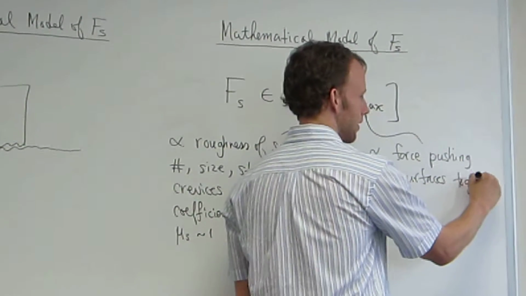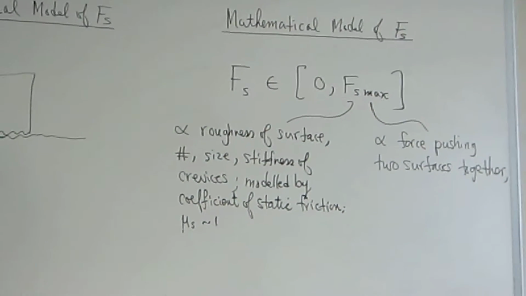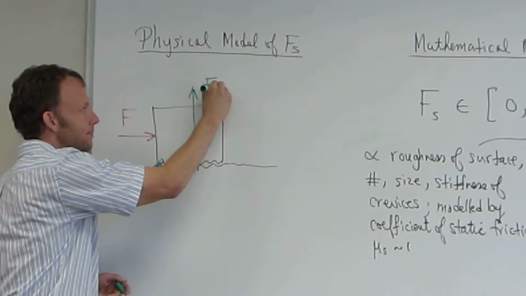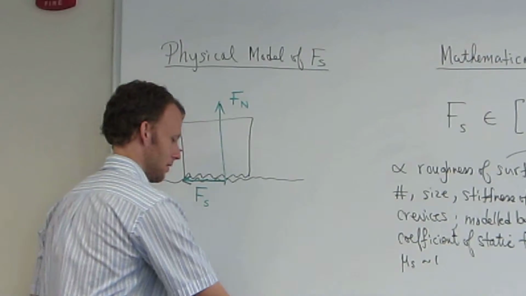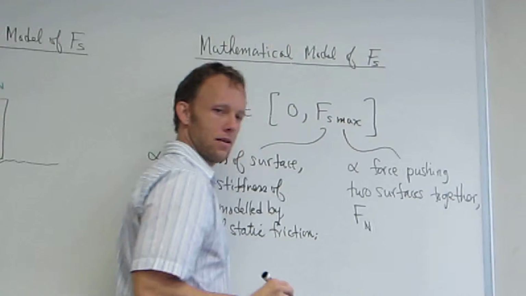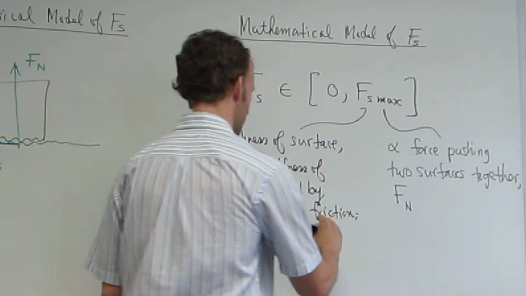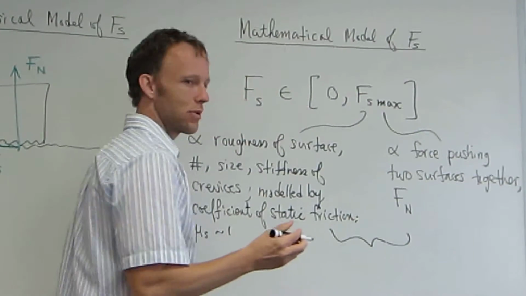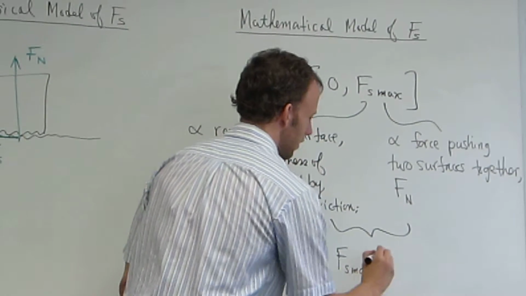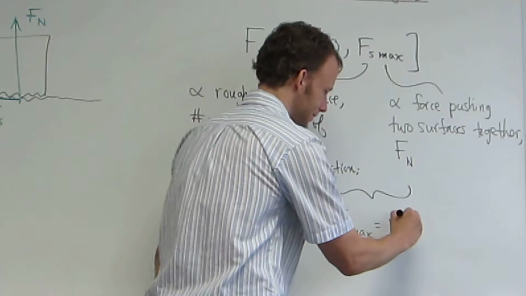We've actually already encountered this force. The force pushing the two surfaces together is none other than the normal force that we talked about previously. So, Fs max would be proportional to that force pushing them together, Fn, and also the roughness of the surfaces. And we can combine these two proportionalities into a single equation and say that F sub s max is equal to mu sub s times Fn.